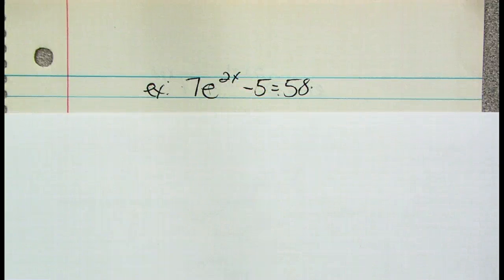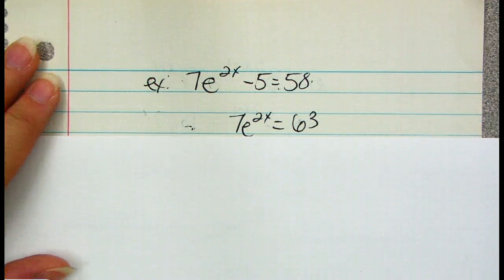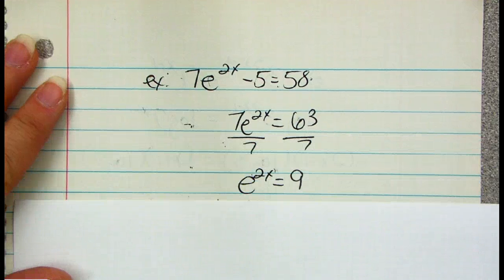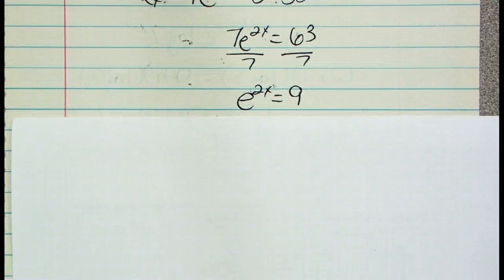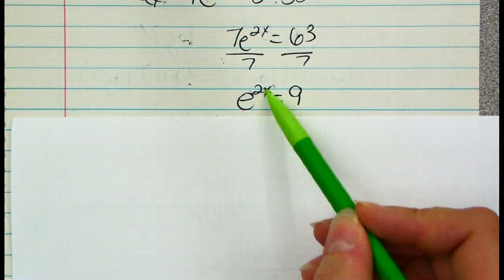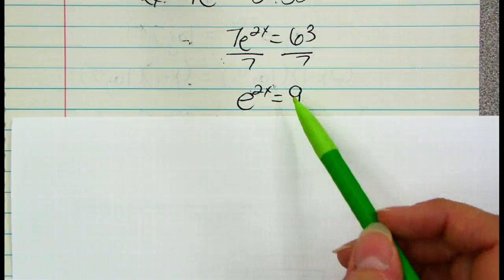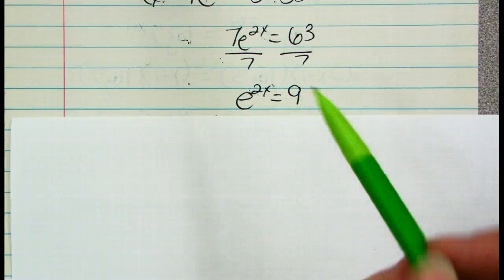So the first thing I'm going to do is add 5 to both sides, and then I'm going to divide by 7. The 7 is multiplied to my e to the 2x. So now I have it down into the form like I did in the last problem. I have a base, I have an exponent, and I have an answer. But there's no way I can write this with the same base. So I'm going to have to use this technique number 2, in which I take the log of both sides.